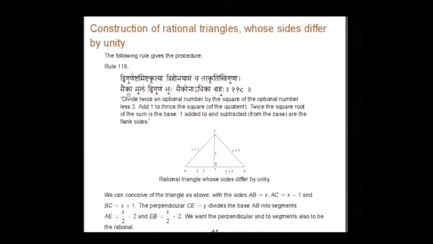So, the construction is as follows: divide twice an optional number by the square of the optional number less 3, add 1 to thrice the square of the quotient, twice the square root of the sum is the base, 1 added to and subtracted from the base are the flank sides. So, what he is saying is, jigunesta mishtakrutya trihina yaptam cha tatkutis triguna saika moolam jigunam bhuhu saikonadika bahuhu.